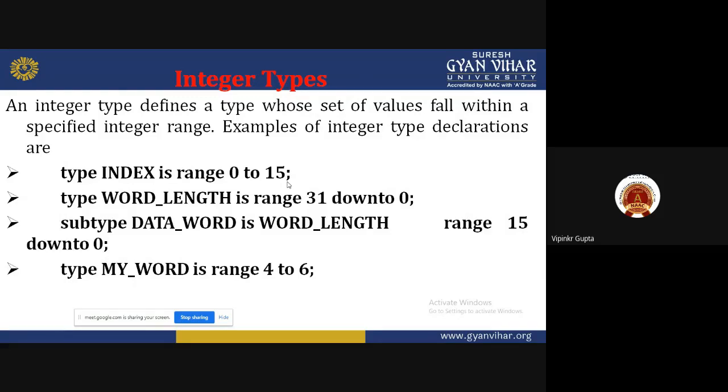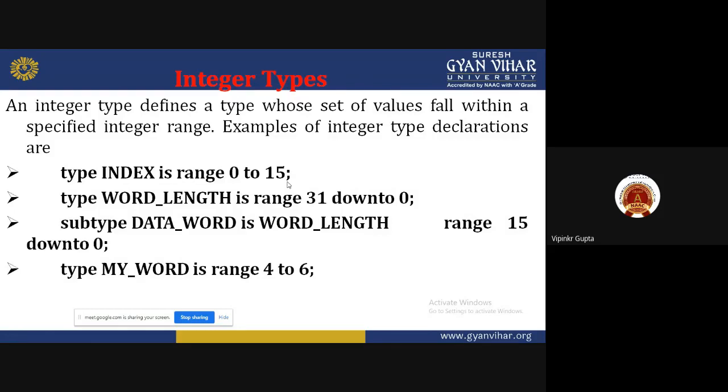For example, type index is range 0 to 15. So all values are within 0 to 15. That is the type. This is the syntax. Or we can say type word length is range 31 down to 0. So all the word values are between 31 and 0. Subtype data word is word length range 15 down to 0. Type my word is range 4 to 6.